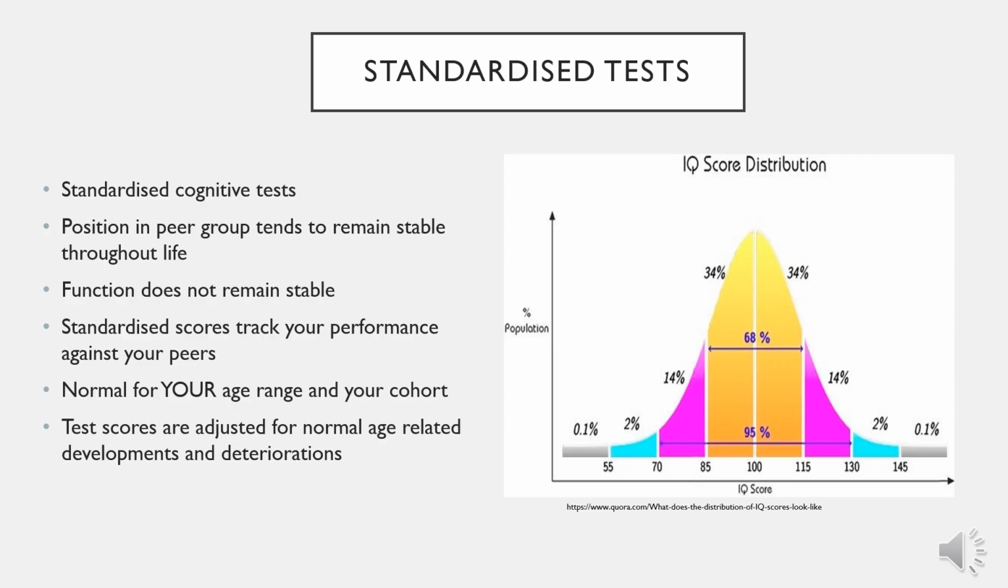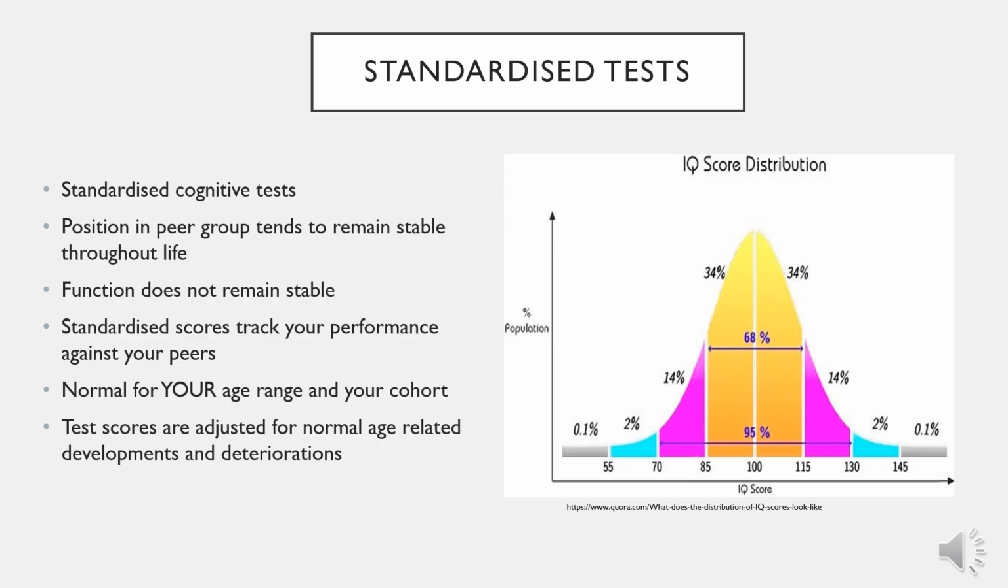Psychologists have developed the concept of standardized cognitive tests to get round the problem of absolute ability changing across the lifespan. Because whilst what you can do and what you can't do changes as you get older, your position in your peer group tends to remain stable throughout your life. So if you function at the 40th percentile on a task when you are 10, it is likely that you will function at the 40th percentile on that same task when you are 20, 40 and 80, as long as nothing goes wrong with your brain.